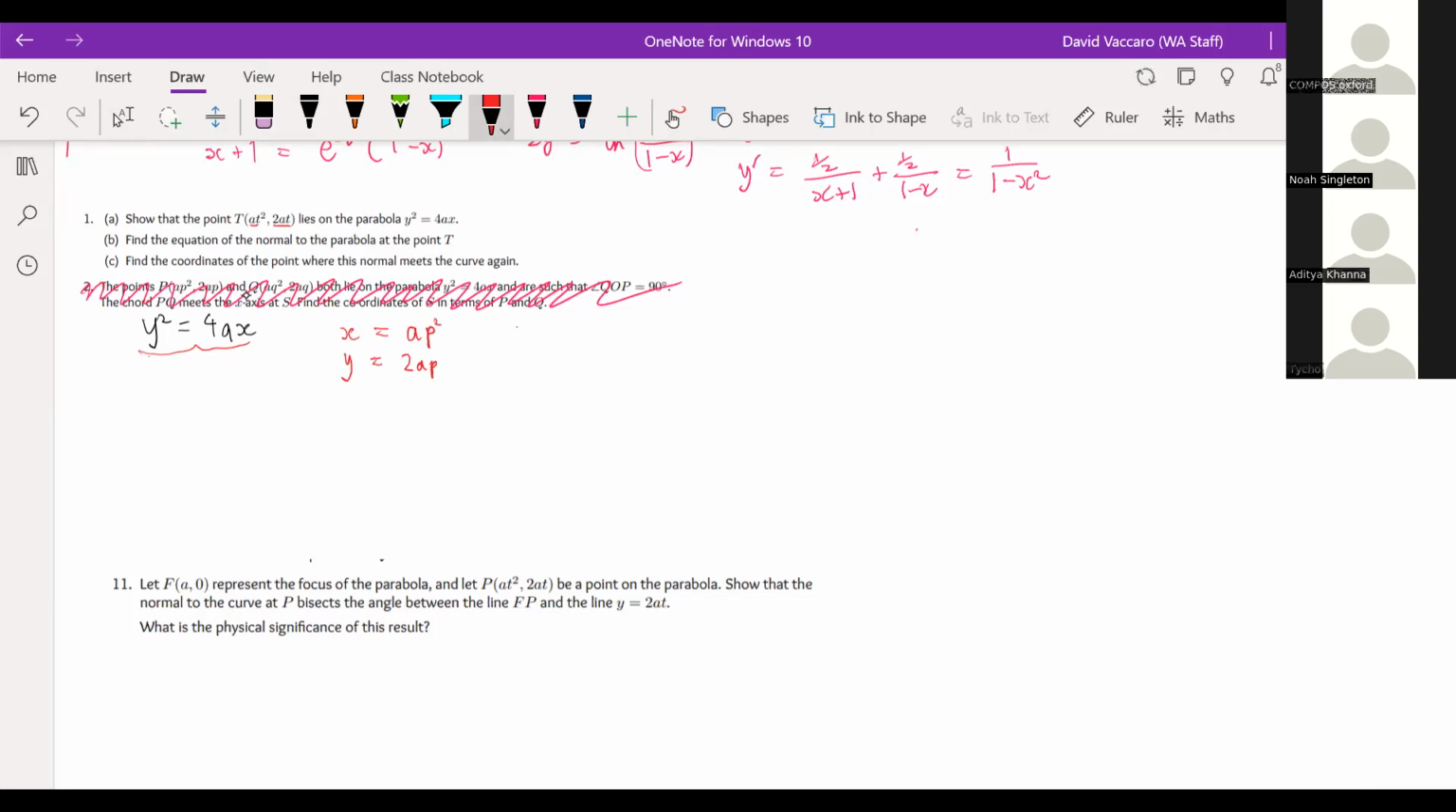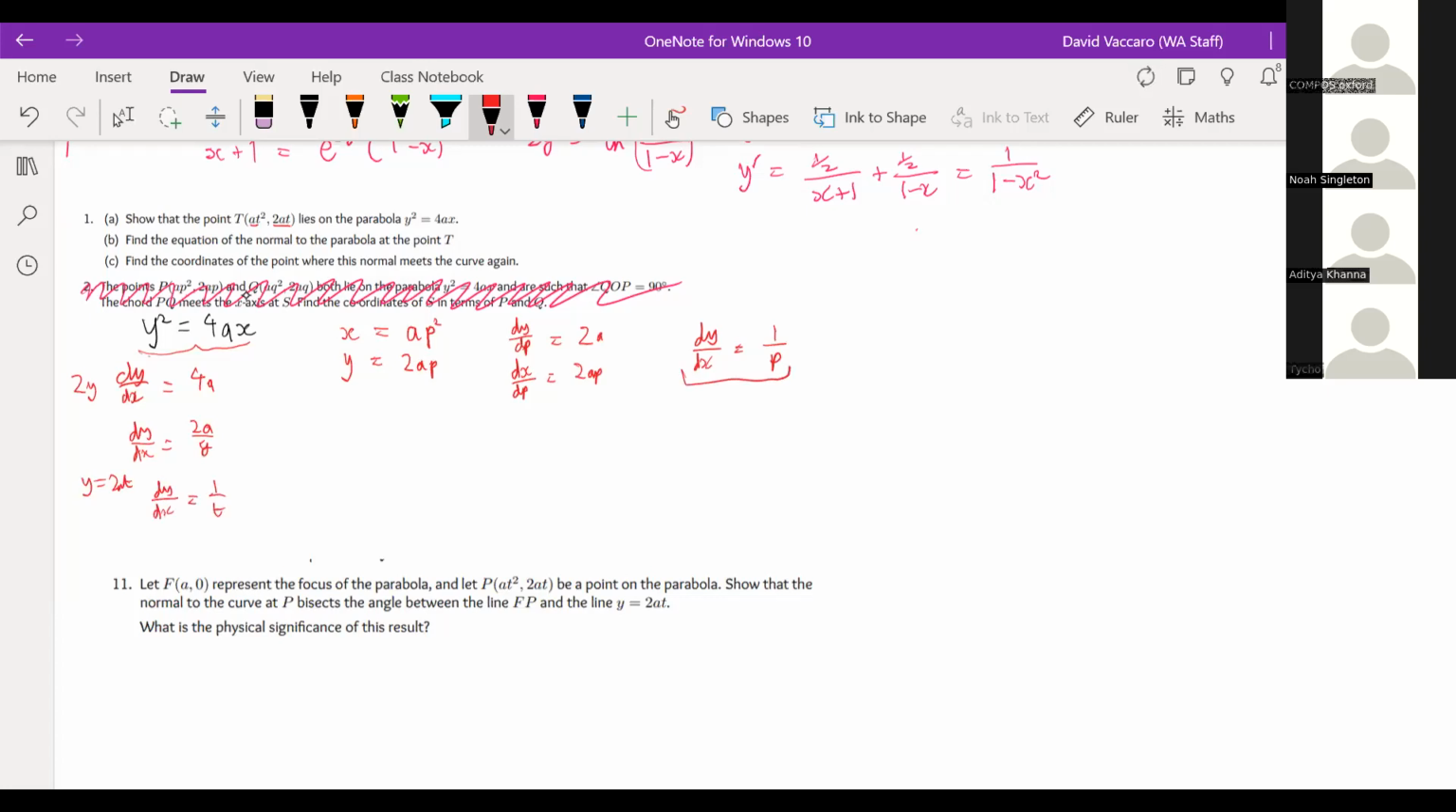So if I was to do it parametrically, I could say dy by dp is 2a, and dx by dp is 2ap. And if I take the quotient, dy by dx is 1 over p. Alternatively, I could differentiate implicitly, so I could say 2y dy by dx is equal to 4a, so dy by dx is equal to 2a over y. Either way, when I substitute in my y value of 2at, I get dy by dx equals 1 over t.